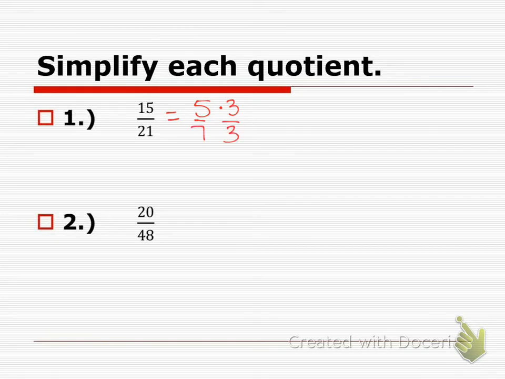7 times 3. Okay, so if I'm using that property from the last slide, I could break these up. My top was 5 times 3, so I split that up. My bottom was 7 times 3, I split that up. What do you know about 3 over 3? 1. It equals 1. So 5/7 times 1. Anything times 1 is itself, so it would just reduce to 5/7.